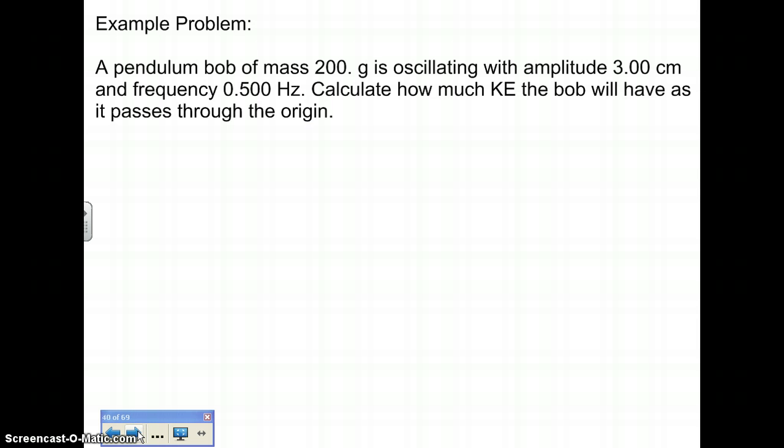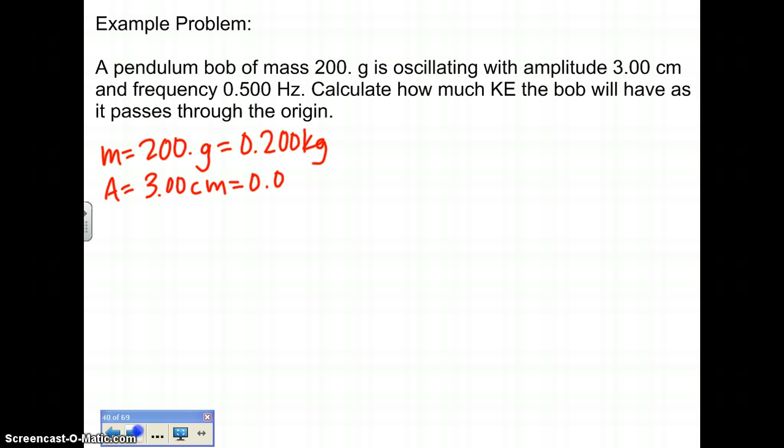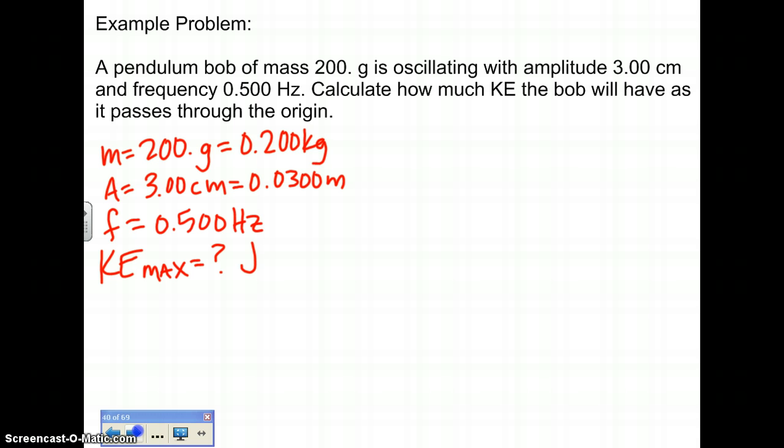So an example of this problem says a pendulum bob of a mass of 200 grams is oscillating with an amplitude of 3.00 centimeters and a frequency of 0.500 hertz. Calculate how much KE the bob will have as it passes through the origin. So what we know going into this is a mass of 200 grams, which is going to be 0.200 kilograms. And you have your amplitude of 3.00 centimeters, which is really 0.0300 meters. And you have a frequency of 0.500 hertz. Yay, doesn't need to be converted. So you're going to ultimately calculate your KE max, measured in joules.